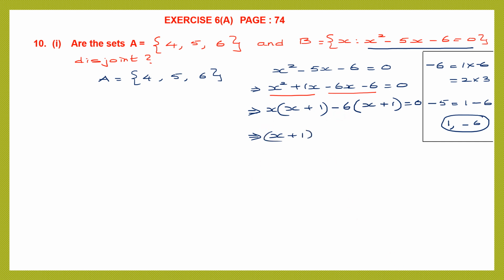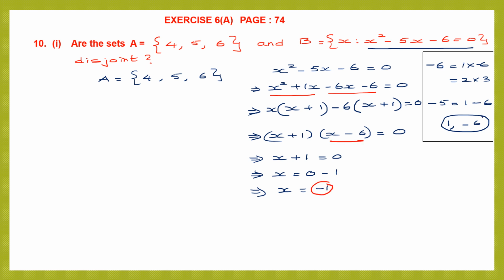So let's write that down. x plus 1 times x minus 6 is equal to 0. So when you have factors like this, it means that x plus 1 is equal to 0 and x minus 6 is also equal to 0. Here x plus 1, I'm taking only the first one, is equal to 0. That means I can find the value of x. x is equal to 0 minus 1. x is equal to minus 1. So I have found the first term of set B.